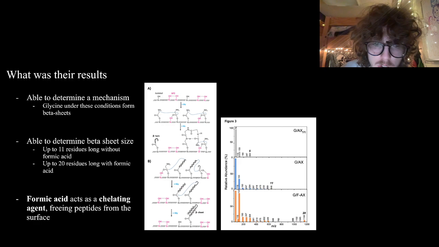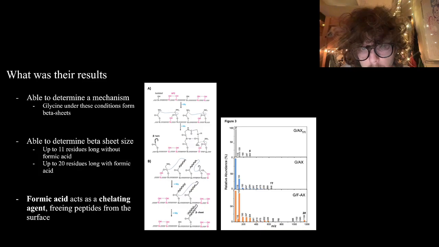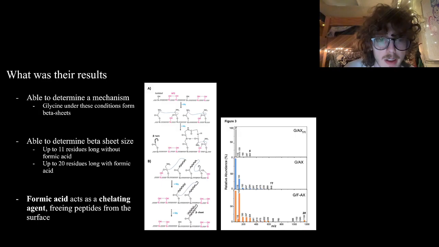So it kind of shows the importance of formic acid, and it's a pretty simple molecule. Formic acid's very, very easy. So it's a very important molecule. It shows its importance with these silica surface chemistries.